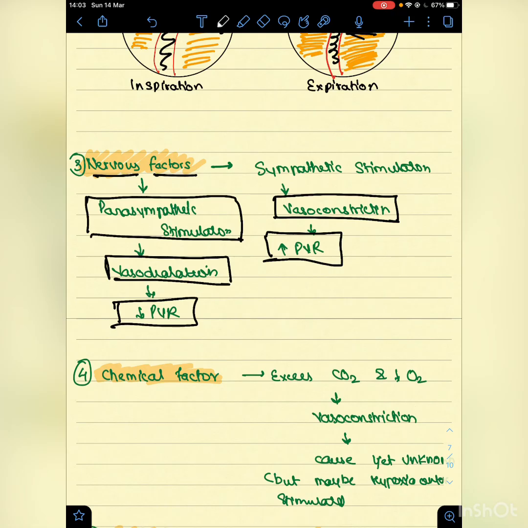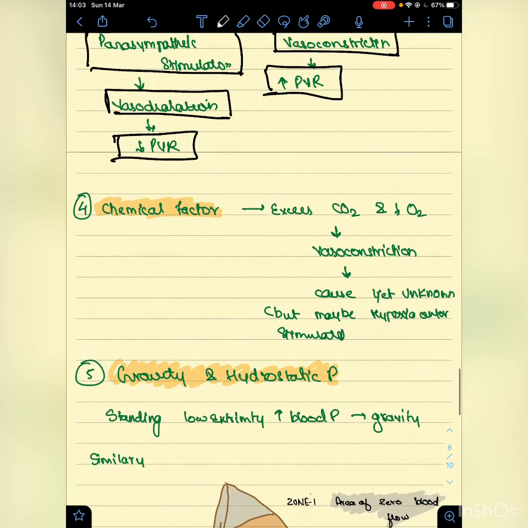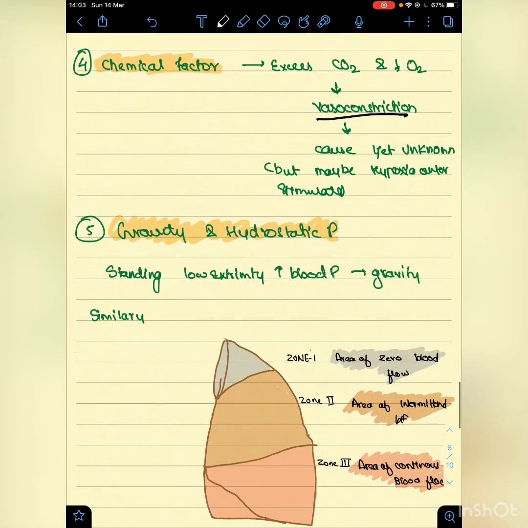Also, I would like to add one thing: a large amount of the body's blood is present in the pulmonary circulation. Compared to the whole body, more blood is present in the lungs.